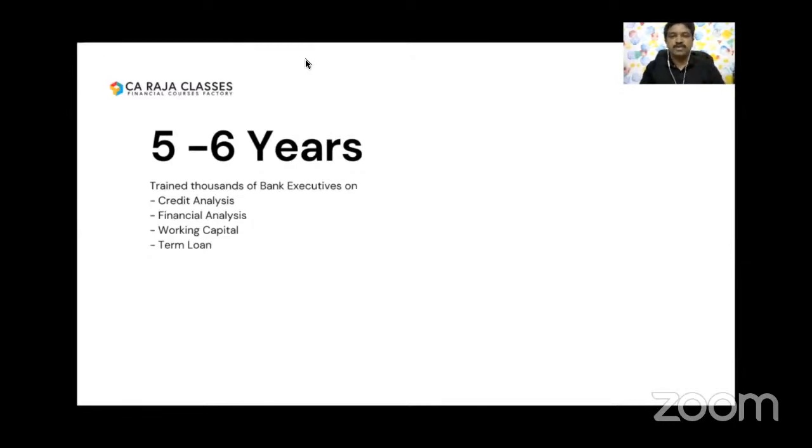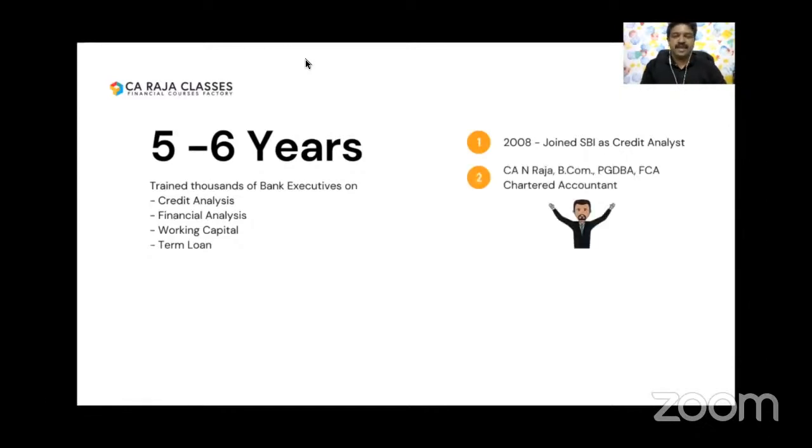Let's go back to 2008. In 2008, I joined SBI as a credit analyst immediately after my chartered accountancy qualification. It was just one day before completing my CA program. In the campus interview, I was selected. So I had this tag, CA, BCom, PGDBA, FCA, and I had that bit of headweight also, because I completed CA in the first attempt and got a job in SBI, that too joining as a credit analyst. Wow. Okay. So I joined SBI.